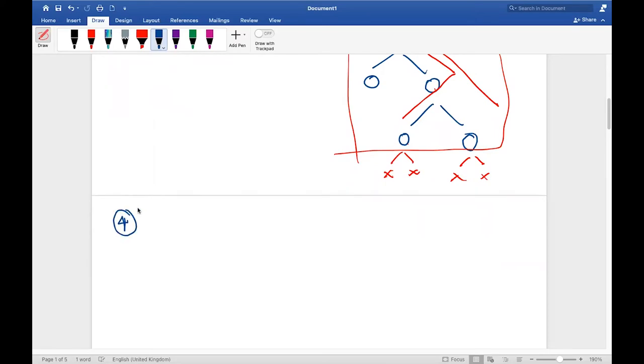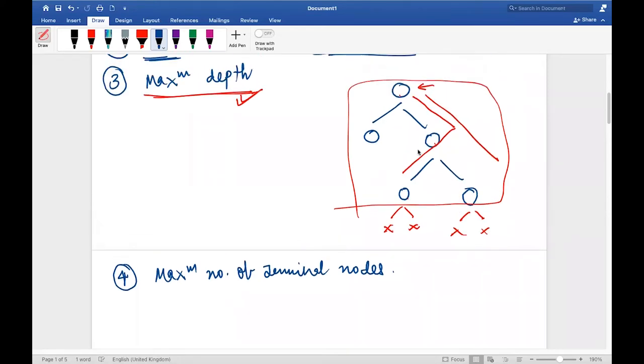See, if you imagine it to look like a tree, so there can be something like maximum number of terminal nodes, right? This can also be. So what is the number of terminal nodes here in this particular tree? Three. Right. So this is the first terminal node, second, and this is third. Correct? Yes. So let's say if this constraint was not set, and assuming that it will keep on splitting.